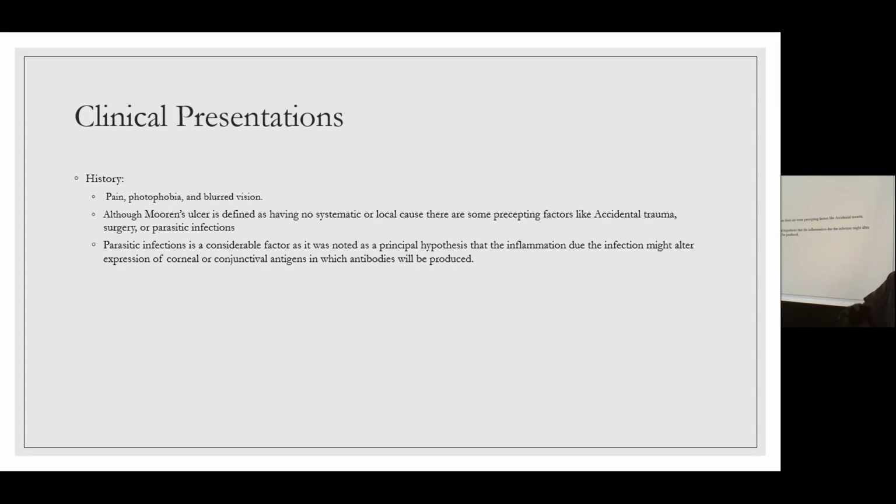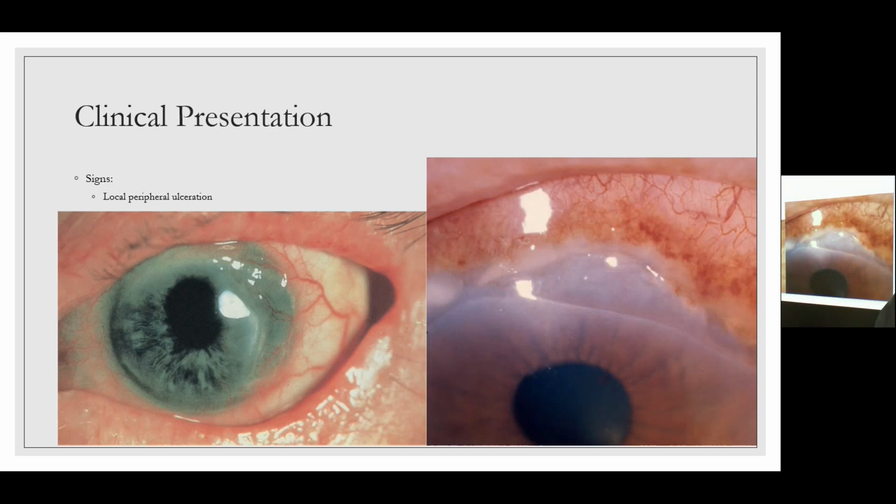Although Mooren's ulcer is defined as having no cause, there are actually some precipitating factors like accidental trauma, prior surgery, or parasitic infection. And parasitic infection is a considerable factor because research showed there is a principal hypothesis that the inflammation due to the infection might alter the conjunctival and corneal expression of antigen and allow an autoimmune response to the eye, causing PUK or Mooren's.